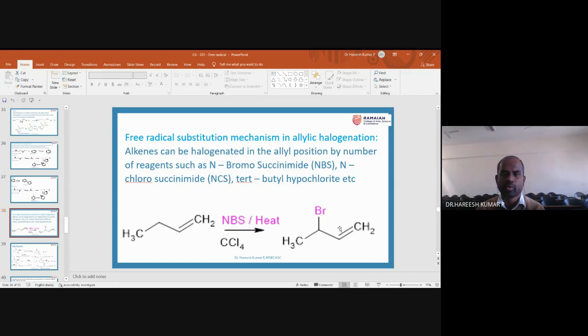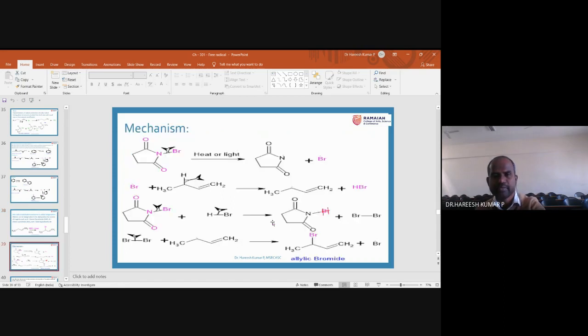So what are the halogenating agents used? NBS, N-chlorosuccinimide, and tertiary butyl hypochlorite. Tertiary butyl hypochlorite is also used as a chlorinating agent for converting an allylic position into a chloroallylic compound. So with this example, I will take the mechanism in the next slide. This is the structure of N-bromosuccinimide.